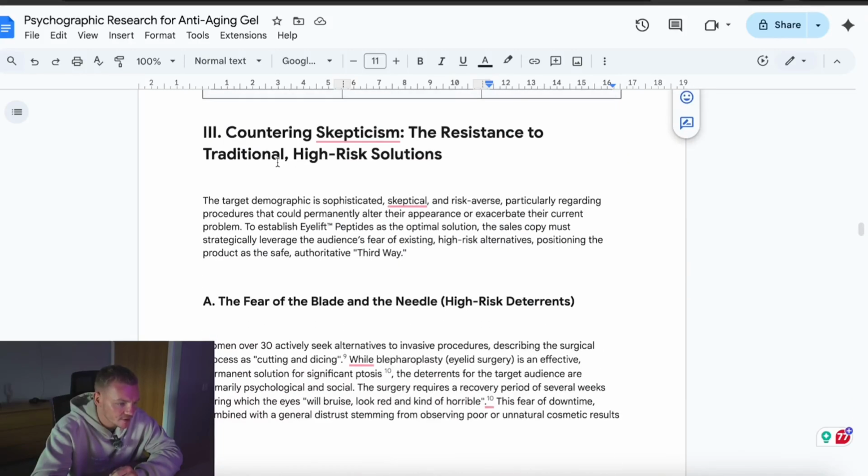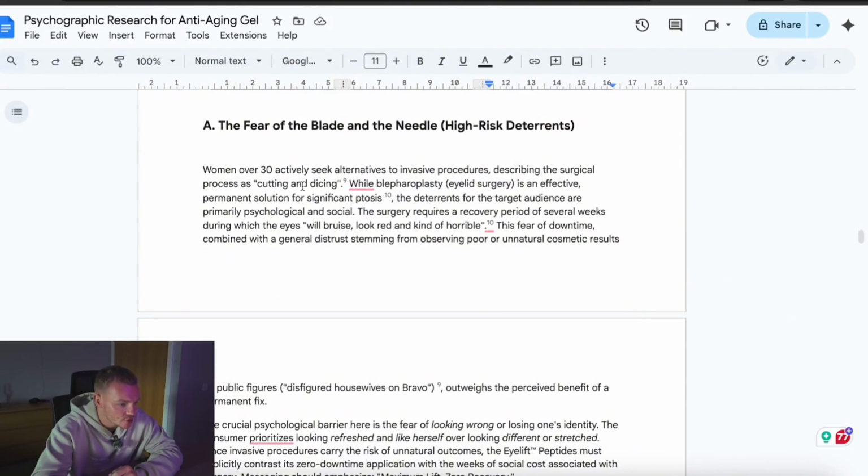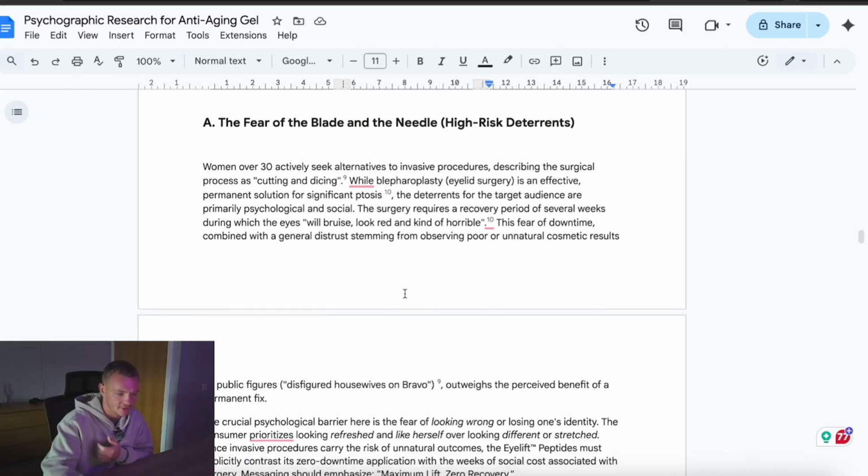Countering skepticism, resistance to traditional and high-risk solutions, the fear of the blade and the needle, right? So this is something that we can speak about. There's a lot of beauty stuff out there that we can go further into and do some more research when we're coming up with angles. There are surgeries and a lot of procedures that involve micro needling and Botox and all of this stuff, and we can use that in our ads. Like, instead of Botox, try this, or I've tried Botox for 3 years and it didn't work as well as this cream, stuff like that.